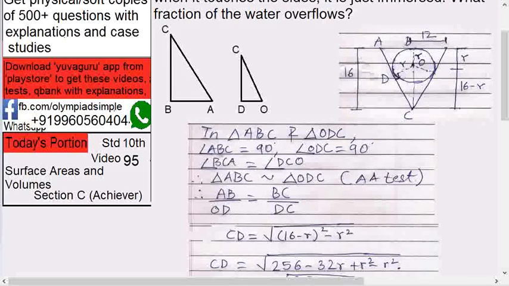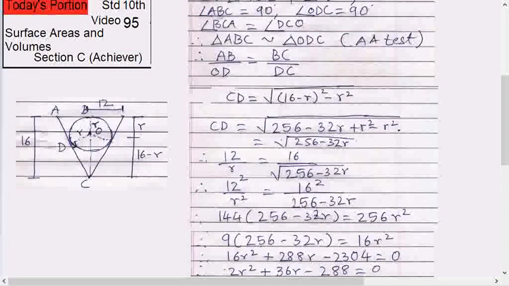So here now it's simpler for you. CBA, CDO, this C is common and B and D are 90. Therefore AA test. Therefore what happens? AB upon OD equals BC upon DC, right? Ratios. Why? Corresponding sides of similar triangles are always in the same ratio. So now you know CO is 16 minus R and this OD is R. Therefore CD will be what? Root of (16 minus R) the whole square minus R square.